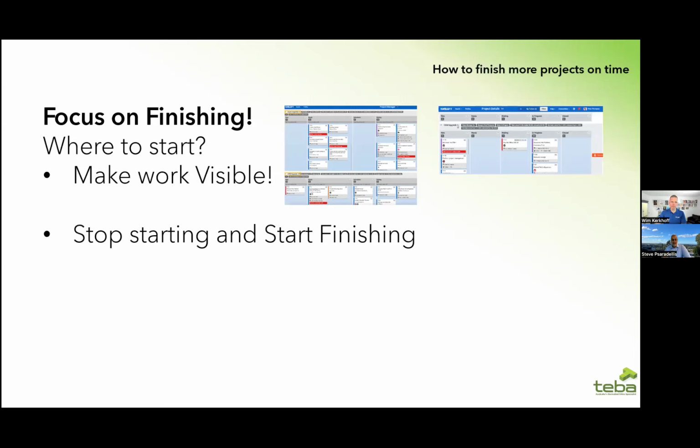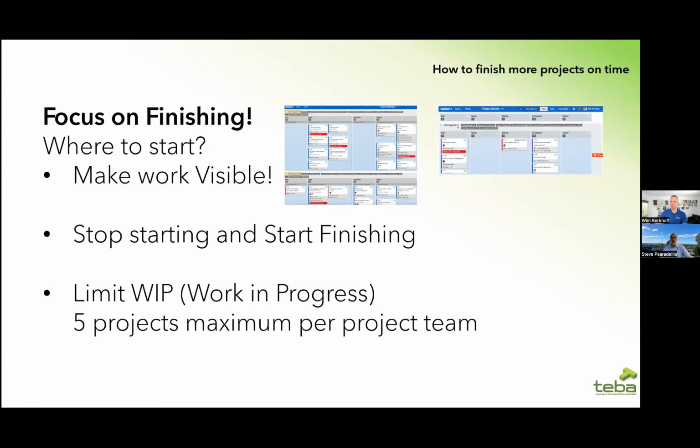What do you do instead? Well, you finish what you've got on the table right now as quickly as possible. You just focus on that. How do you do that? Well, you limit what we call work in progress, or WIP. In our team, we chose 5 projects as our limit. In other words, we can only have 5 active projects for our project team at any given time.